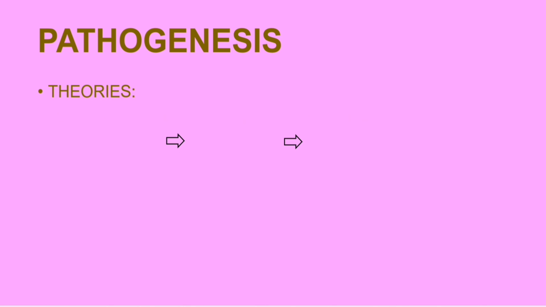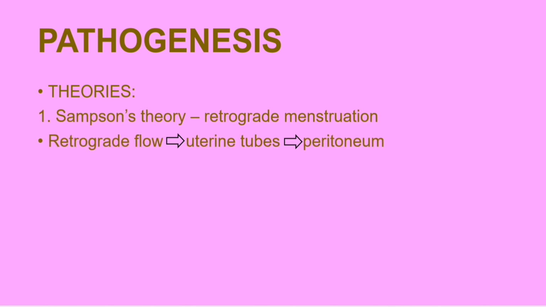There are 4 theories included in pathogenesis of endometriosis. First is Sampson's theory, which is of retrograde menstruation. There will be retrograde flow of blood from uterine cavity to fallopian tubes, and then it enters peritoneum. Second theory, that is coelomic metaplasia, that was given by Mayer and Ivanov.